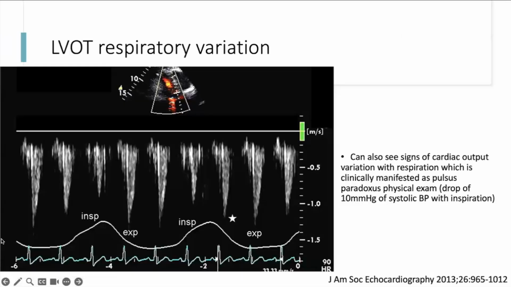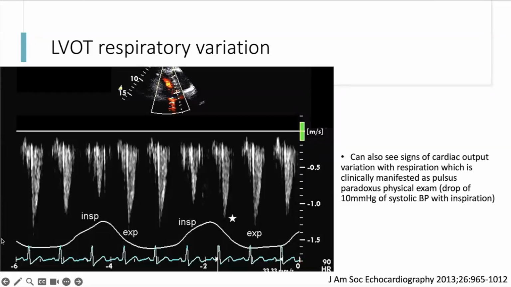And you can also do that for the LVOT. What you see here with inspiration and expiration is a drop in output with inspiration and an increase in output with expiration. And this is what you find clinically if you look at blood pressure measurement: you can find pulsus paradoxus. In order for you to call it that, you need a drop in systolic blood pressure of more than 10 millimeters of mercury with inspiration.